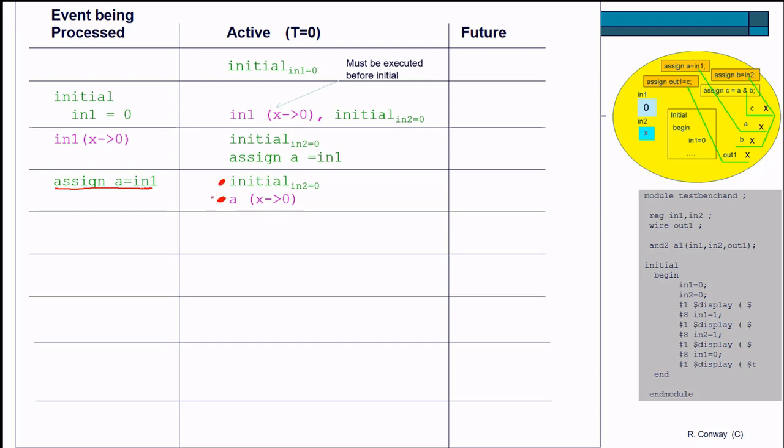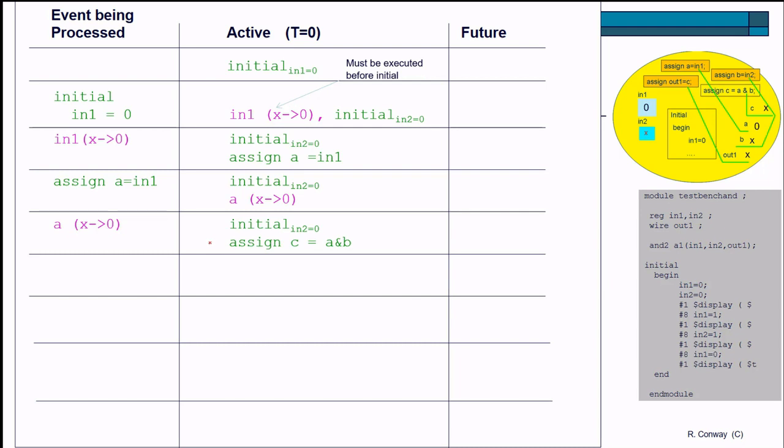Again, either one can be selected. So let's pick the update. That's now processed, and when this is processed, it causes an update to A. So A is now updated from X to 0. And when A is updated, you'll note that that's a trigger to add this assign statement to the active event queue, and that's what's added here. Again, we have two events in the active event queue. Either one can be selected.